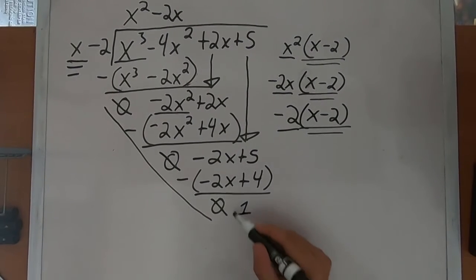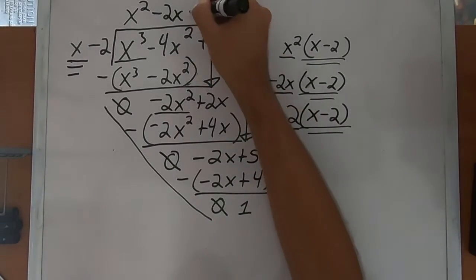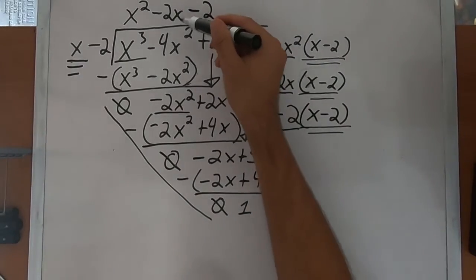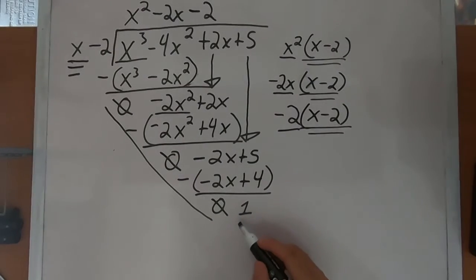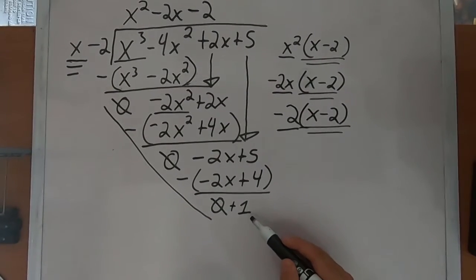Okay. Oh, don't forget: always put what you're multiplying by up here. Okay, now if you could see, this does not divide evenly. We have a remainder of 1.